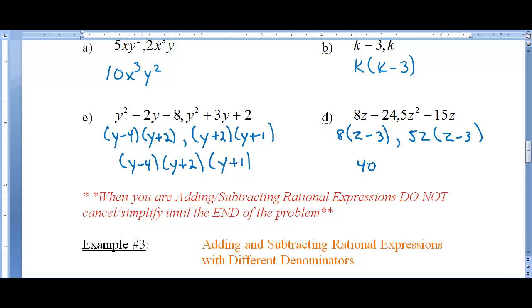Now we have a factor of z that's alone with the 5, and we include that. And also the z minus 3, the most times that it occurs, which is one time. So now our LCD would be 40z times the quantity z minus 3.